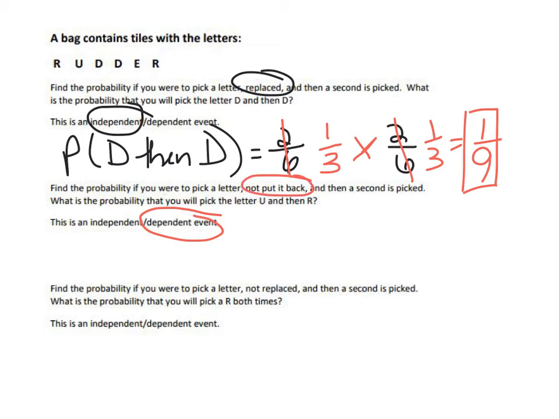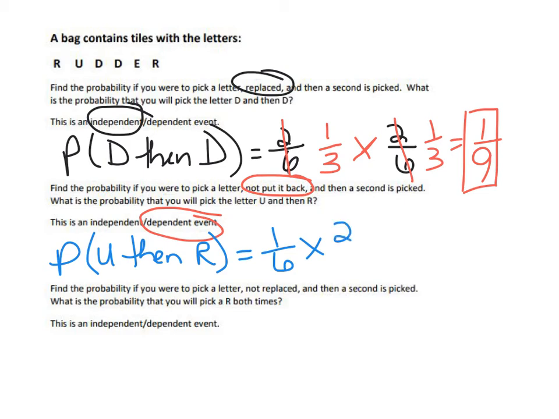Okay, so that means my totals are going to change, right? Okay. So probability of getting a U, then an R. So what's the probability of getting a U? 1 out of 6 times what's the probability of getting an R? 2 out of 6. Oh, 2 out of 5. 2 out of 5.